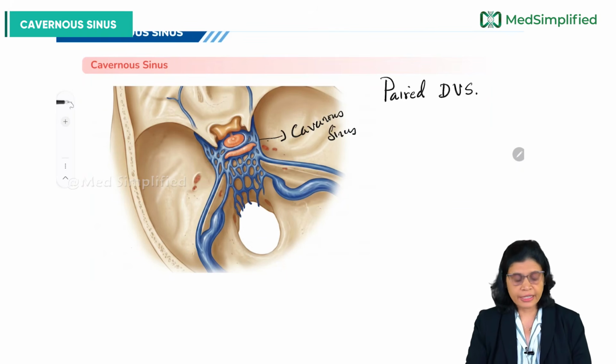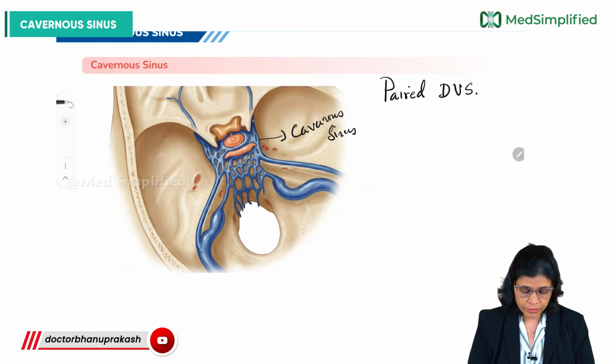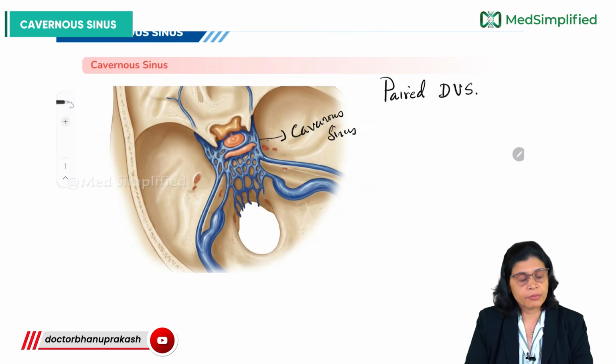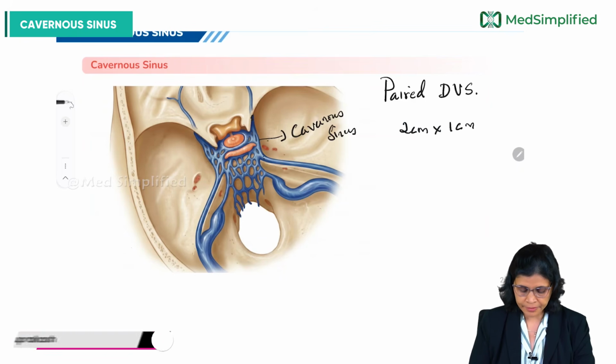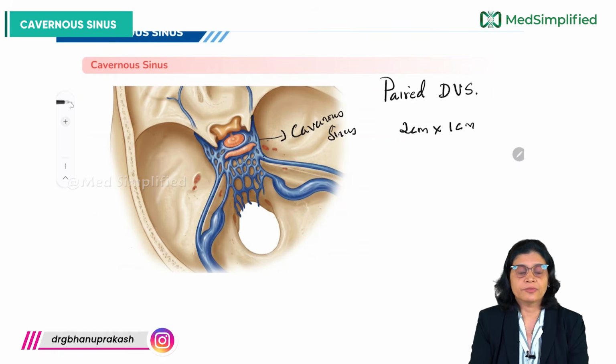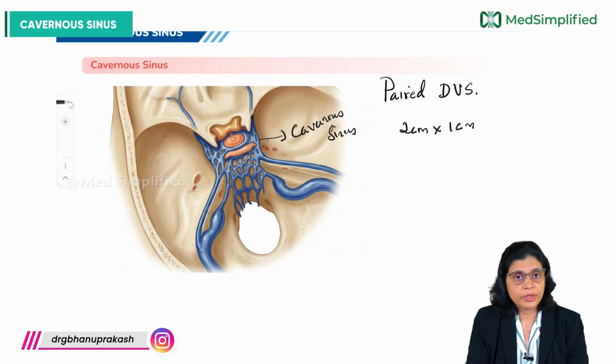Now this sinus extends from the superior orbital fissure up to the apex of the petrous part of the temporal bone. It measures about 2 centimeters in length and 1 centimeter in breadth. It is called cavernous because its interior is interlaced with reticular fibers, which give it a spongy appearance.